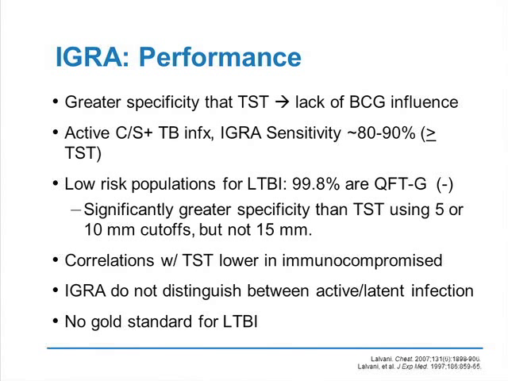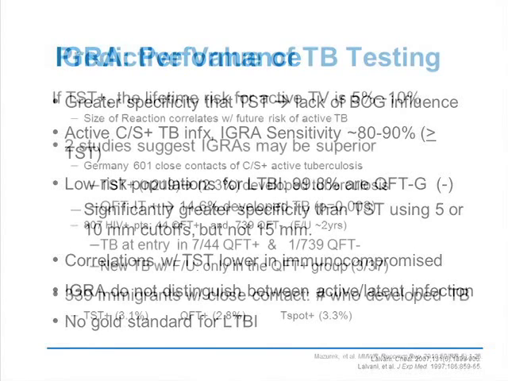It has greater specificity than the TST because it lacks the influence that can be seen by BCG vaccination. In patients with active culture positive TB infections, the IGRA sensitivity is certainly up to 90%, and that is either equal to or somewhat better than the tuberculin skin test. In low-risk populations, you may not need to use this test, but if you do use it, it certainly has a very high sensitivity. Its correlations with TST may be lower in the immunocompromised. It should be noted that IGRAs are not capable of distinguishing between active and latent infection.